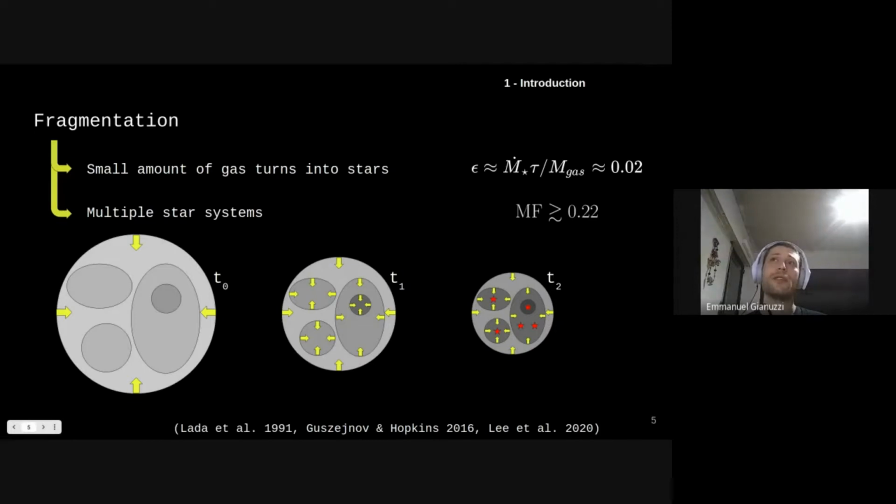The fragmentation of a molecular cloud is an important process that explains why only a small amount of the cloud gas turns into stars, and why many stars are in multiple systems or in clusters. This process relies on the fact that, during the global gravitational collapse of the cloud, some regions within it may start to collapse independently by self-gravity, creating multiple star formation regions inside one big cloud.